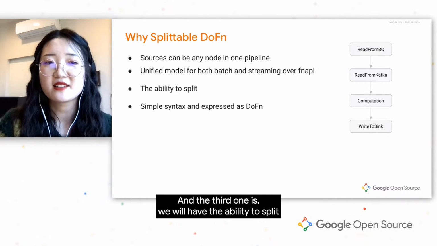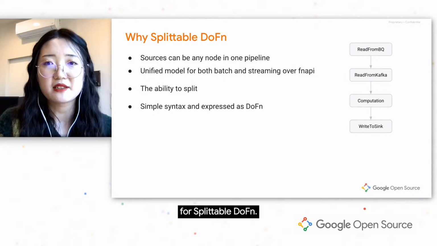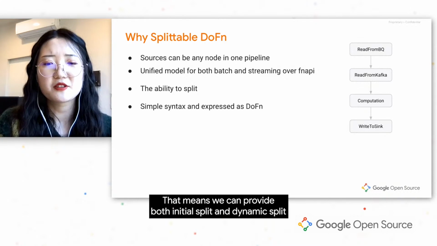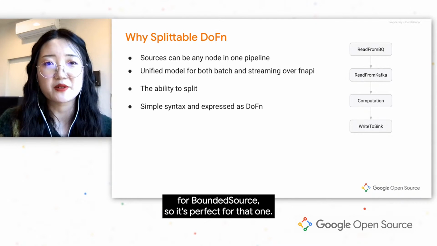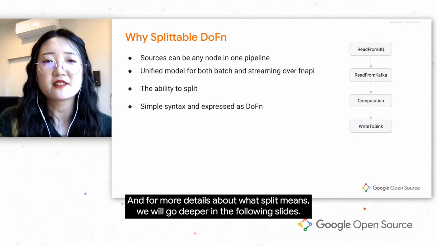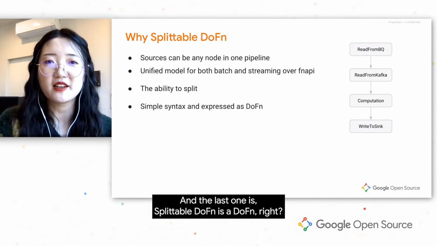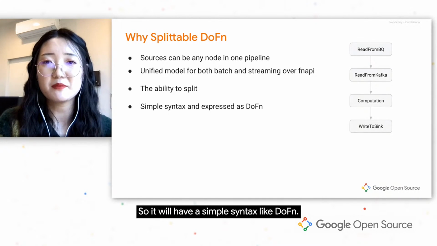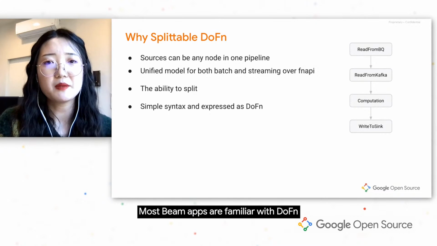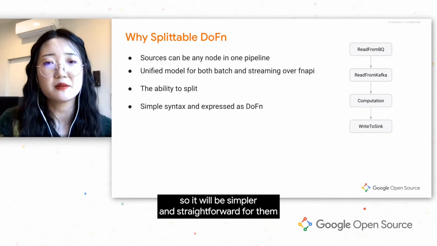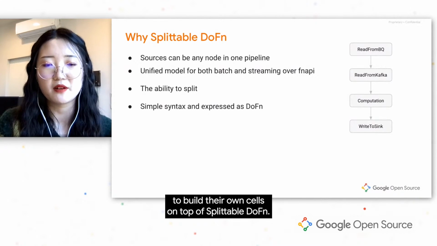And the third one is we will have the ability to split for the Splittable DoFn. That means we can provide both initial split and dynamic split for bounded source, so it's perfect for that one. For more details about what split means, we will go deeper in the following slides. And the last one is Splittable DoFn is a DoFn, right? So it will have a simple syntax as DoFn. And most Beam devs are familiar with DoFn, so it will be simpler and more straightforward for them to build their own source on top of Splittable DoFn.